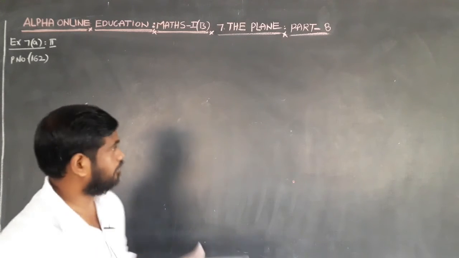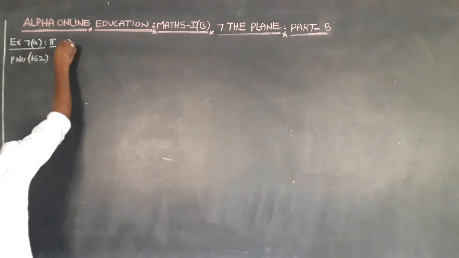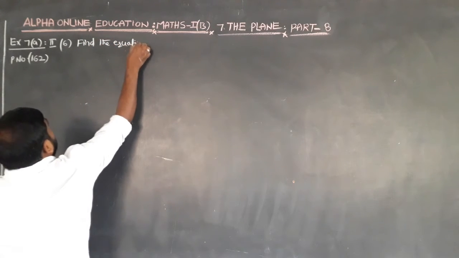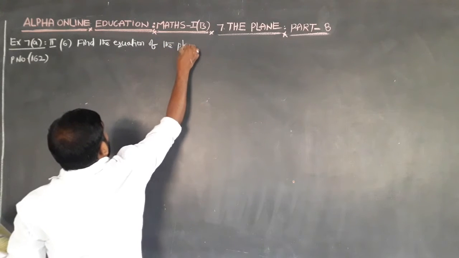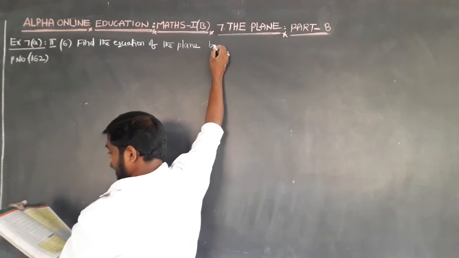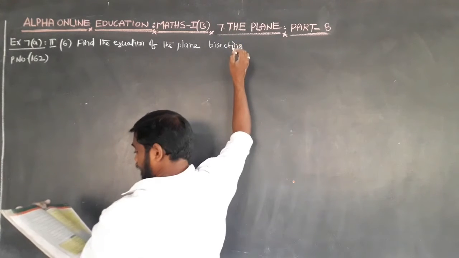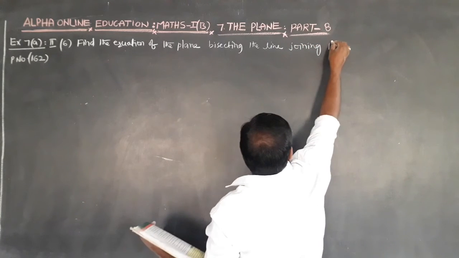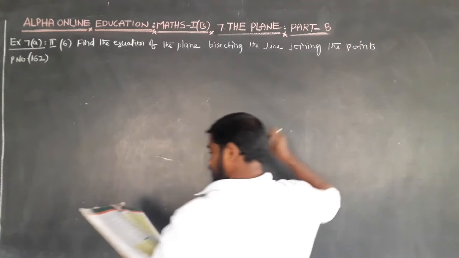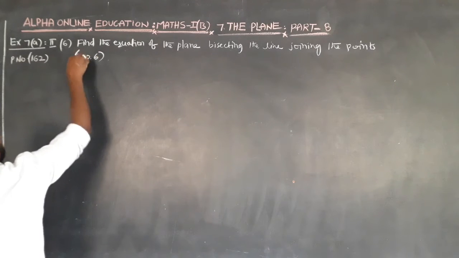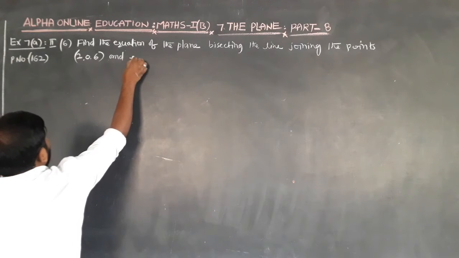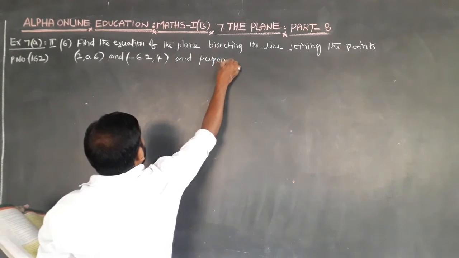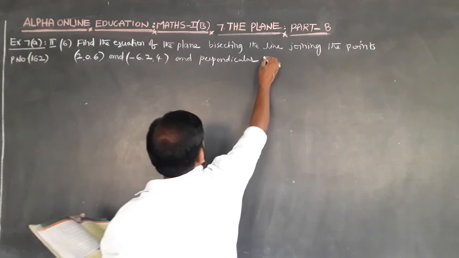Next one is exercise 7A, second bit. Sixth problem: find the equation of the plane bisecting the line joining the points (2, 0, 6) and (-6, 2, 4) and perpendicular to it.